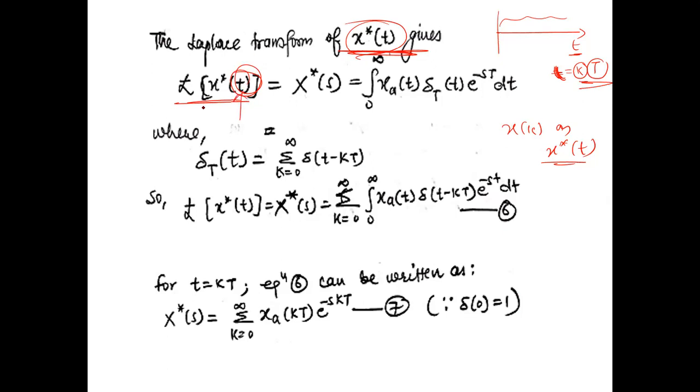Okay, so if we take the Laplace transform of this given signal, which is x star s, it will be given by the standard Laplace equation, where xa t represents the analog signal, right? So now delta t represents the impulse function, and this is the standard Laplace equation. So delta t, which is this impulse function, is given by this one.